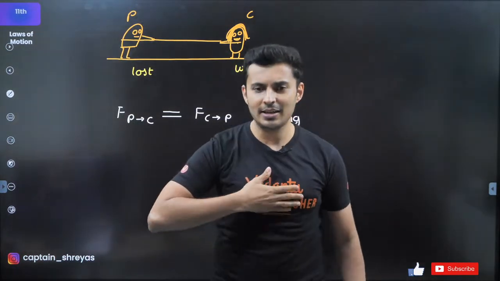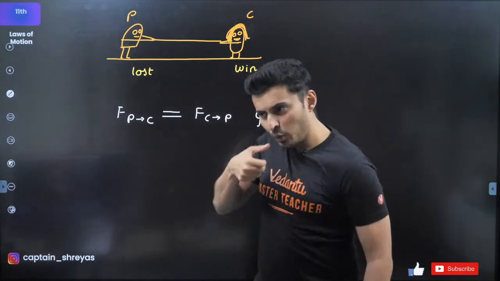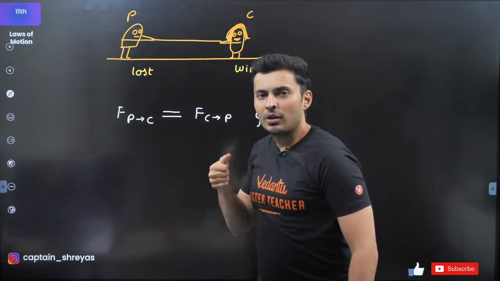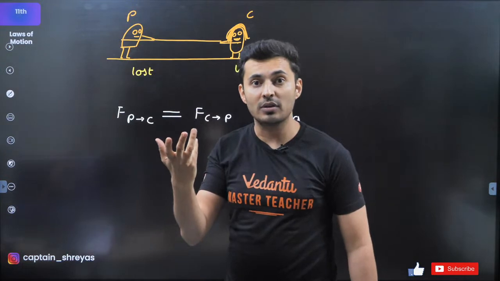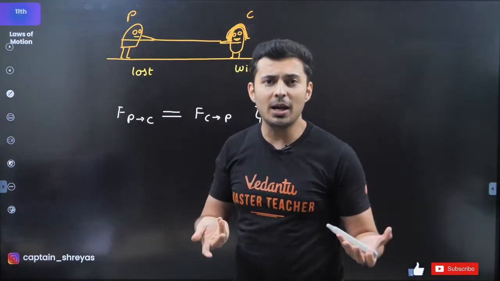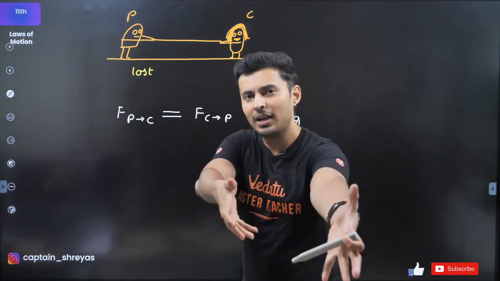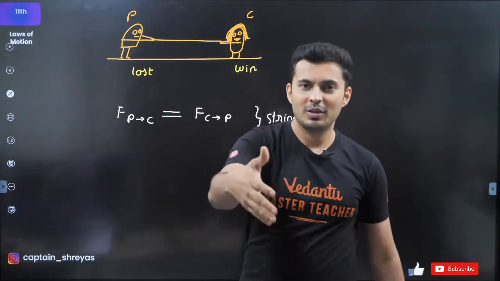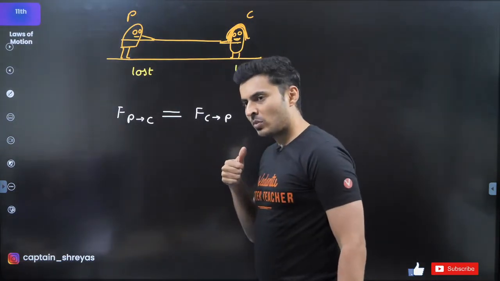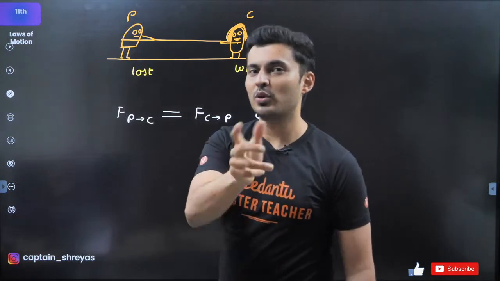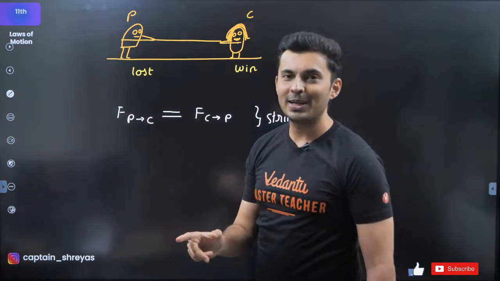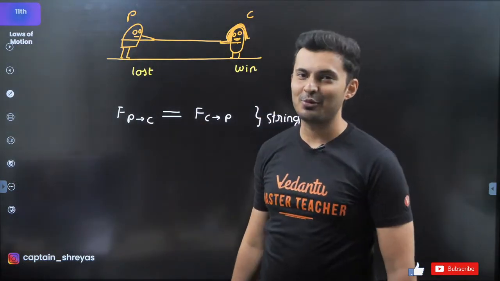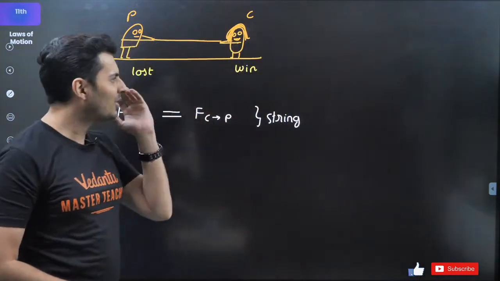If I give you my hand, you're sitting over there, and I pull you like this, you will be like, sir, you applied large force on me, and the force which I applied on you was less. That's why I got pulled on this side. That is completely wrong. Both of us applied the same force. Then you will be like, what nonsense is happening?